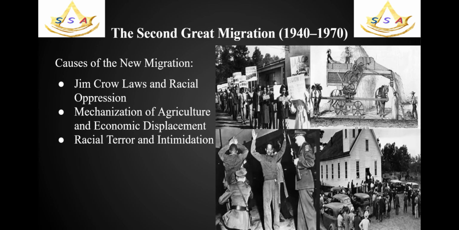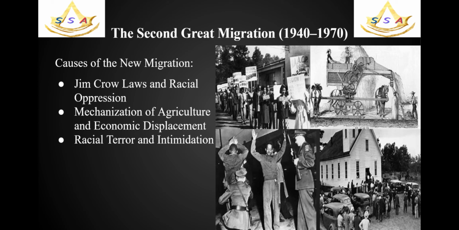And you also have the Second Great Migration. The Second Great Migration occurred from 1940 to 1970. So, pretty much the same thing as the Great Migration. What were the push and pull factors of the Second Great Migration?